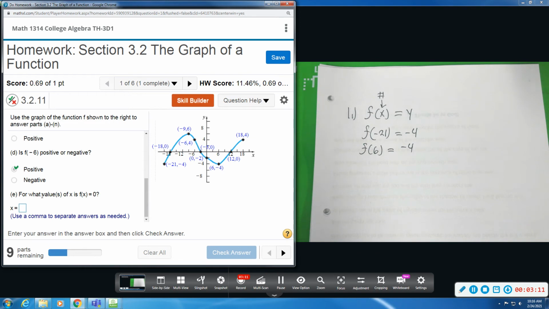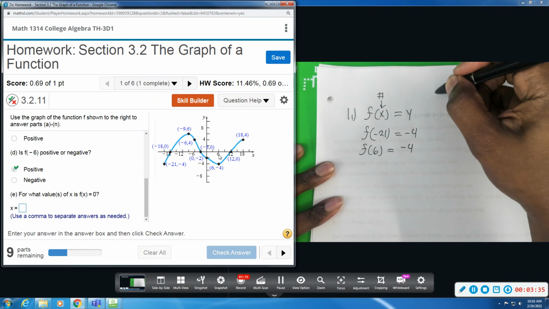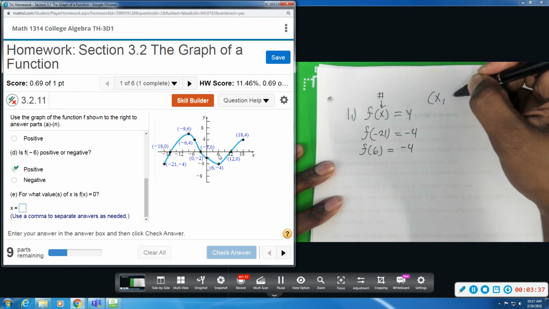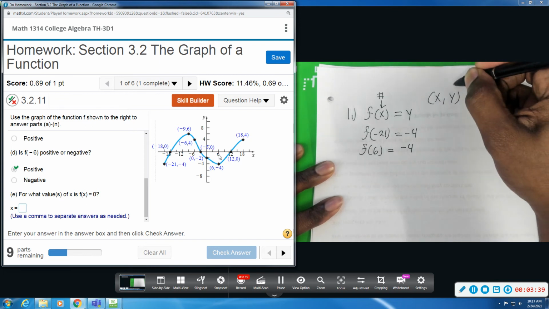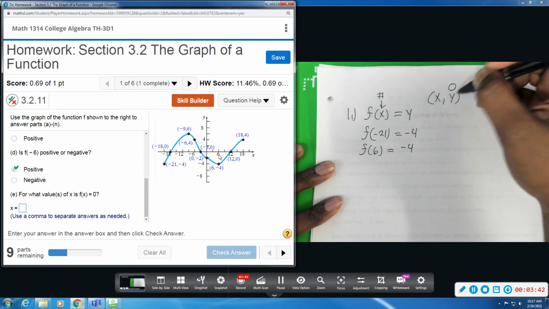Now we want to know what values of x. So now we're looking for x given that f of x is equal to 0. So remember, f of x is equal to y. So what this means is y is 0, you tell me x. All right, so along this x-axis, these are the values where y is 0. The second coordinate. So when you look at ordered pairs, remember alphabetical order goes x, y. So I'm looking for the values where the second coordinate is 0.